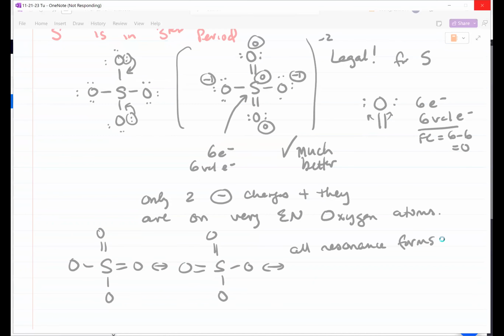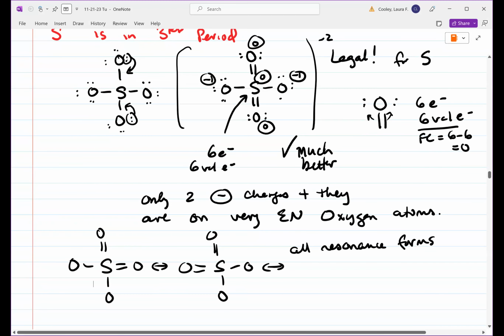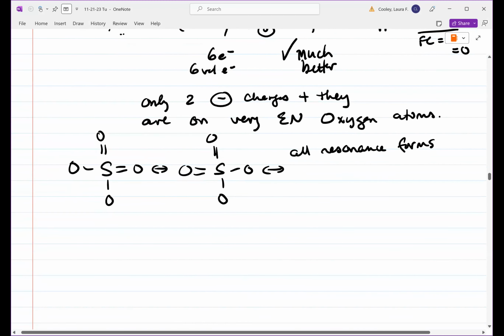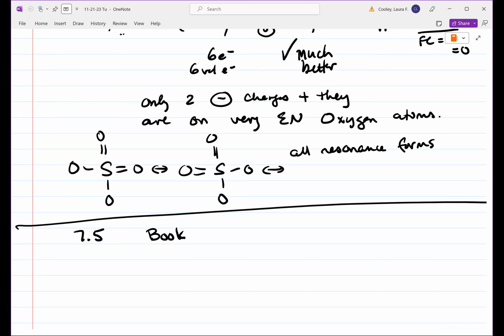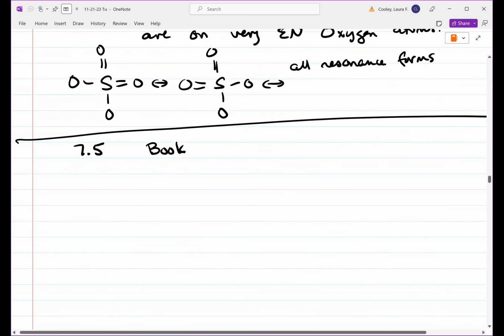Anyway, so that is a more accepted structure for sulfur dioxide. Not sulfur, SO4 2-, the sulfate ion. Okay, we are up to 7.5 in the book, and there is really only one thing I want to talk about here, and that is bond energy. I'm going to spend exactly 2 minutes on it because we're not doing energy in this section. We already did a bunch of that. Bond energy or bond enthalpy.